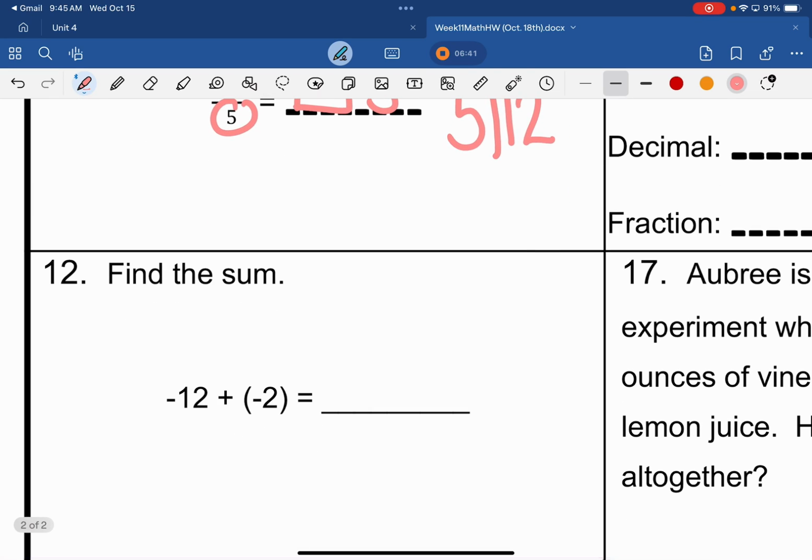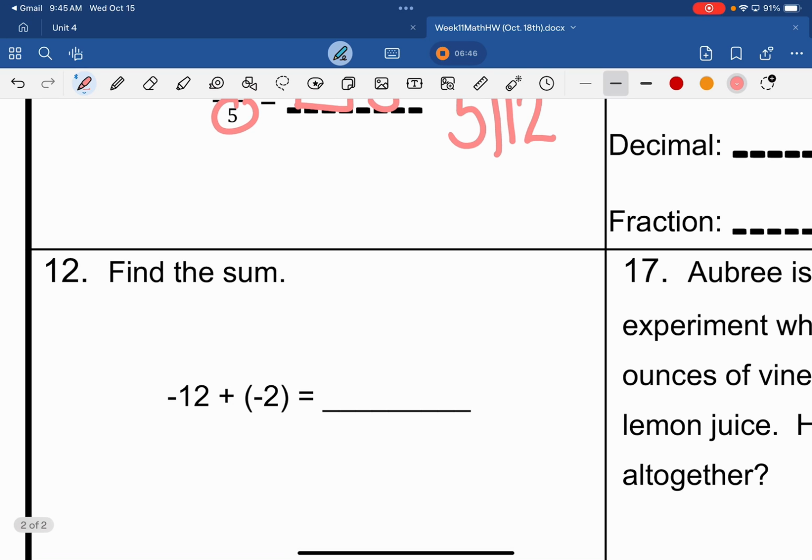All right, find the sum. Same signs, add them up. Same signs, add them up, yep. Opposite, subtract. Keep the sign of the larger one. Then you'll be exact.